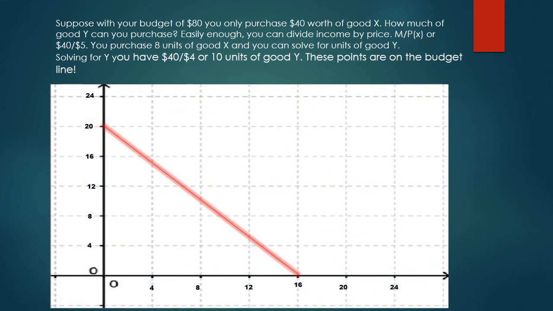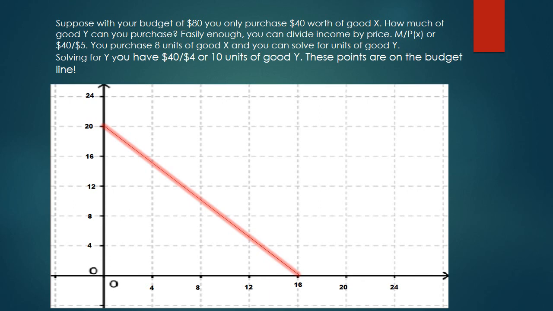So now looking at a different example, suppose that you have a budget of $80 and you only want to purchase $40 worth of good X, so you have $40 to spend on good Y. I'm going to try to get a little bit of both. How much of good Y can we actually purchase?